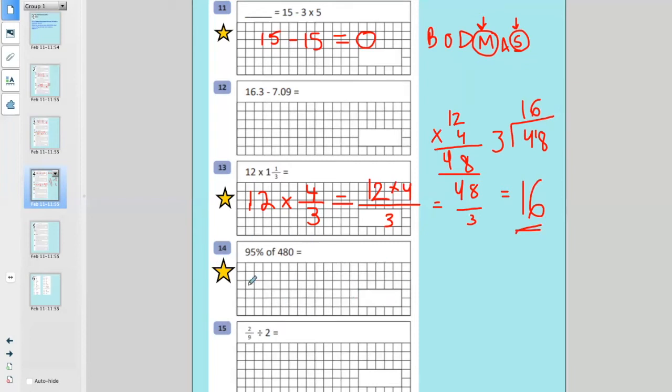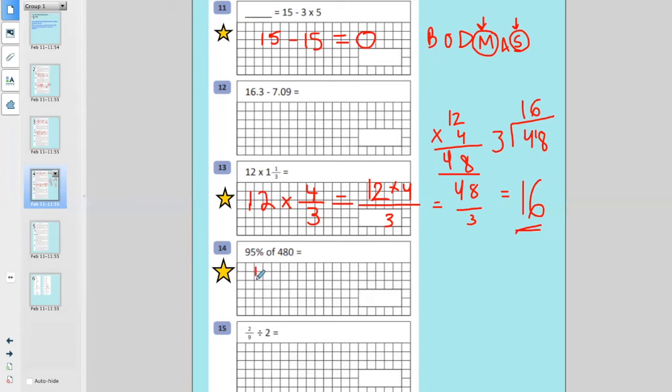Now let's look at question 14. I chose this one because I think some of you may have thought, oh, 95%. Let's look at percentage menu and find 9 lots of our 10% and 1 lots of our 5% to get 95%. Well, you could have done that, and well done if you did, but a quicker method of doing this is to find 5% and take it away from 480. So let's do that now.